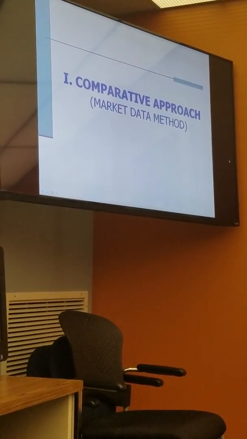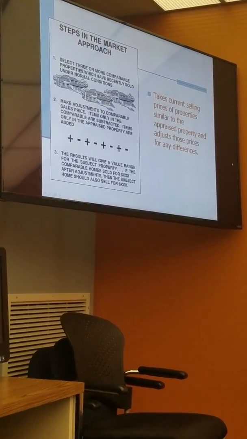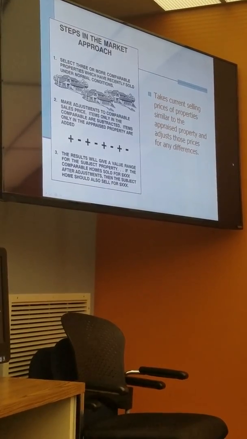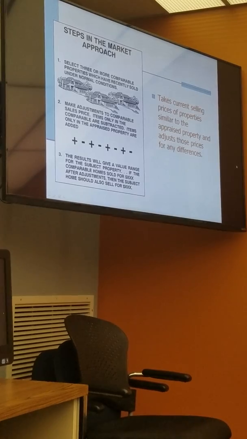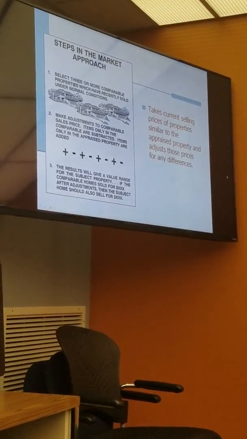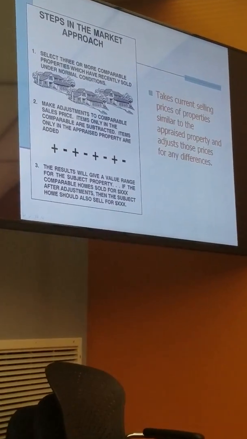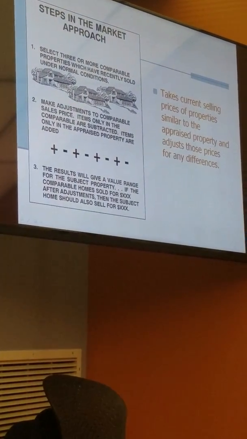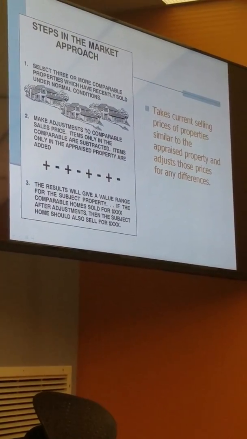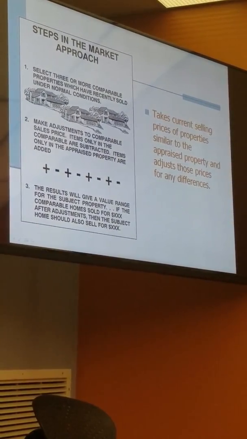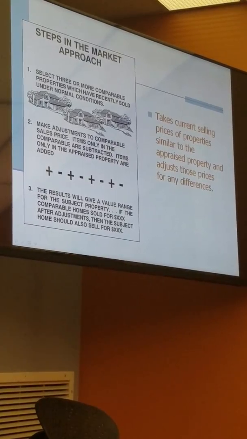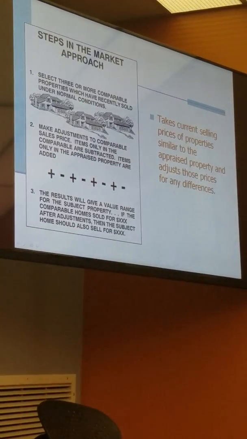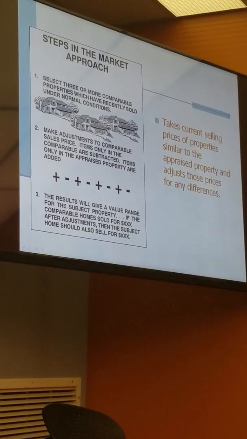So the comparative approach, this is what you'll see a lot of. It takes the current selling prices of properties similar to the appraised property and adjusts those prices for any differences. So usually you select 3 or more comparable properties that are recently sold under normal conditions. You make adjustments to comparable sales prices.